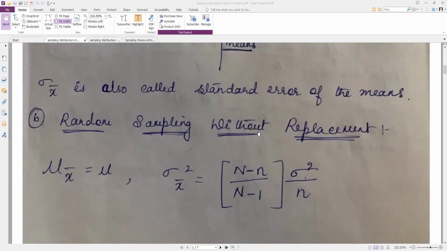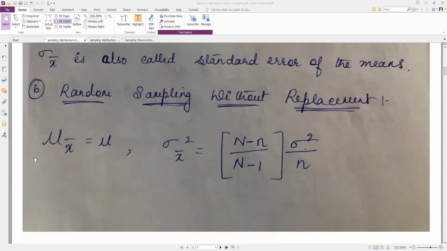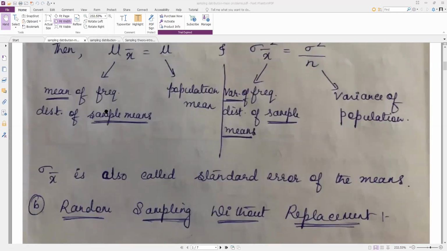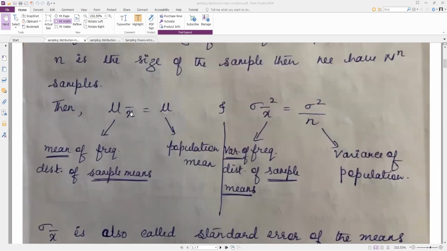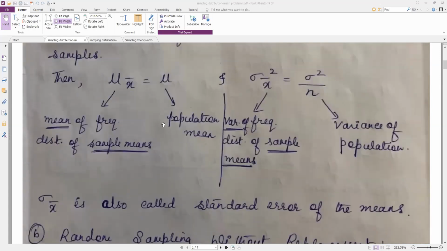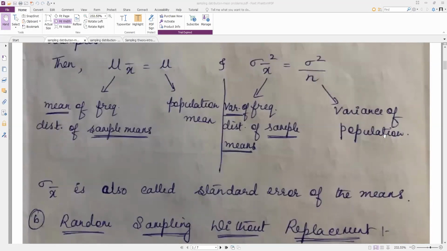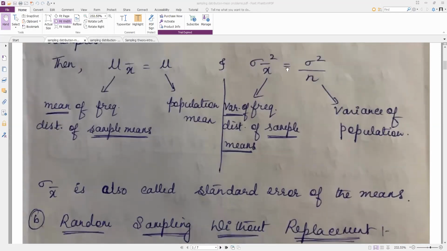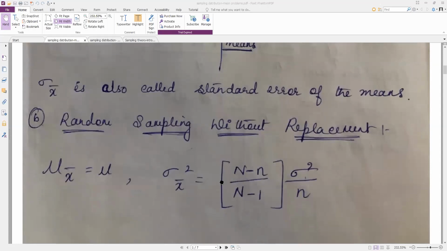Now, first was random sampling with replacement. Now the second one is random sampling without replacement. For that, mu x bar is equal to mu, and another one is sigma x bar whole square is equal to (N minus n by N minus 1) into sigma square by n. So you can compare this one with the earlier one. The first one is the same, correct? The mean of the frequency distribution of sample means is the same as the mean of the population, but in the case of without replacement, the variance is given with this correction term.